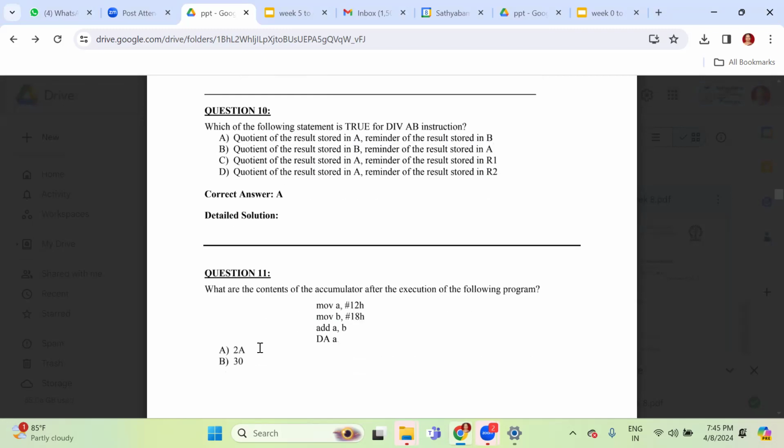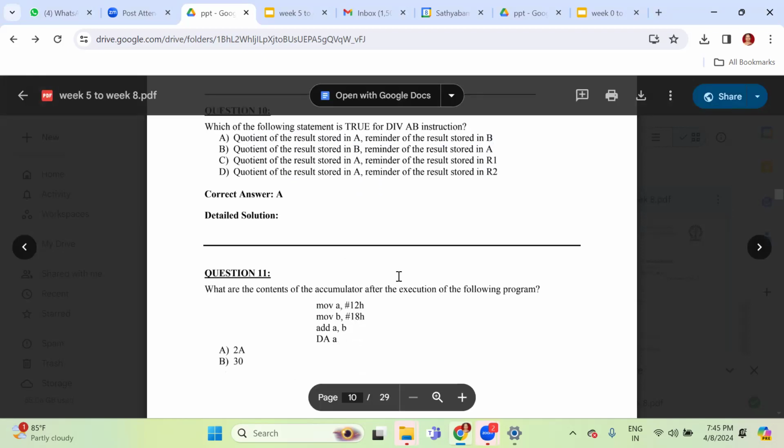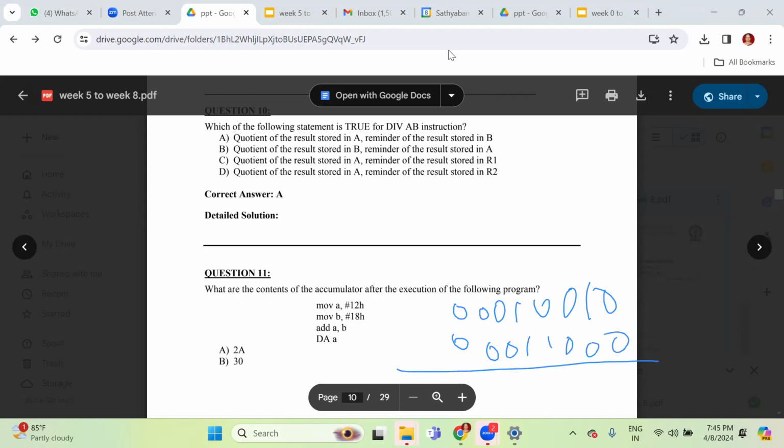11th question. What is the content of the accumulator after the execution of the following program? So MOV A, B. I think I will take the annotator. A is 0001, 2 is 0010, 18 is 0001, 8 is 1000. So we all know that 0101 1000. So we all know that I'm getting 0001 1010.